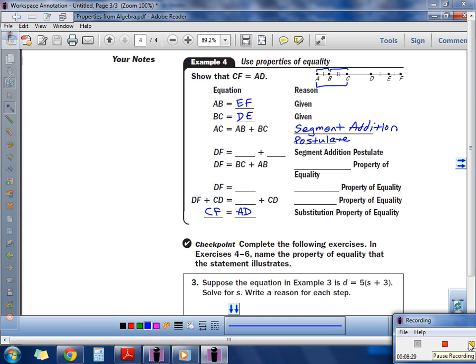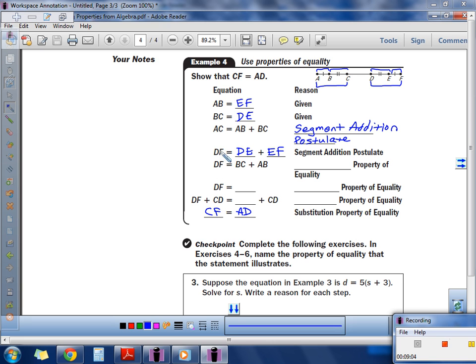Up next, we're going to look at the next little statement here. It starts with DF, and DF is broken down into two parts added together. If we look at that in the picture, DF is broken down into what two pieces? DE and EF. DE plus EF. That's a good response. So the next step they give us, DF equals BC plus AB.